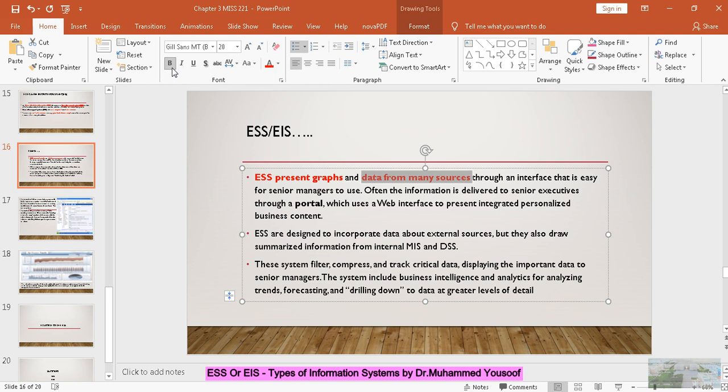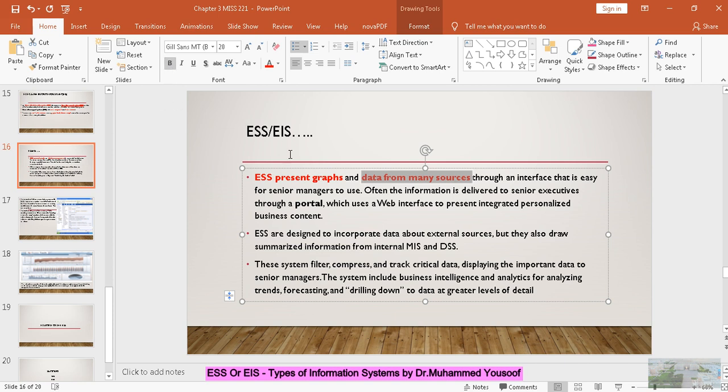So how will the system be? It will be a web interface. An interface means what? The screen, shasha, you say shasha in Arabic. It's like a computer screen where the senior manager will sit and he will be able to see the whole scenario of the company and the data that is happening in his organization live. It is not like 10 days before this was the situation. He wants to know what's happening now.